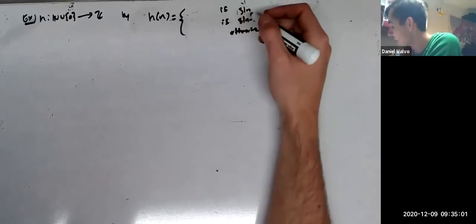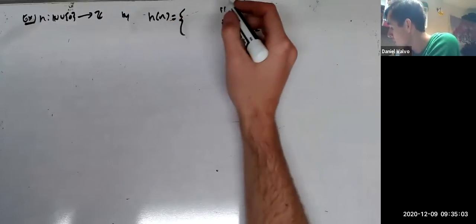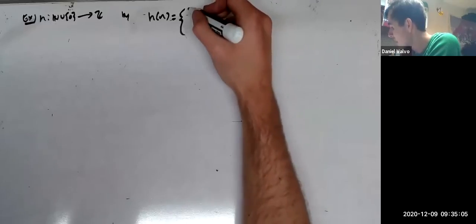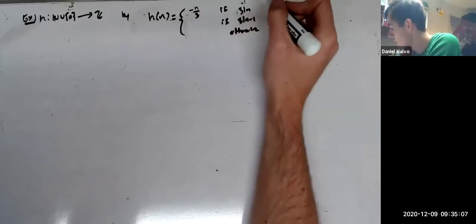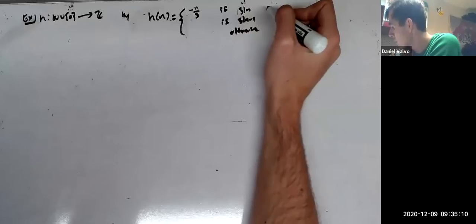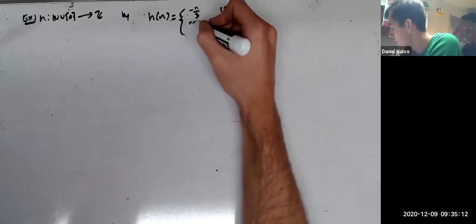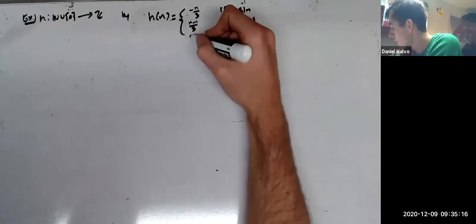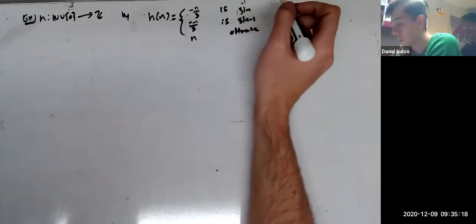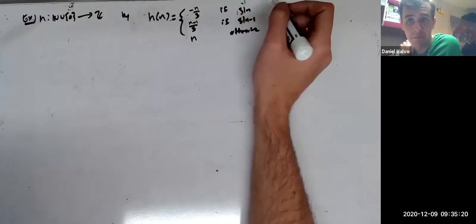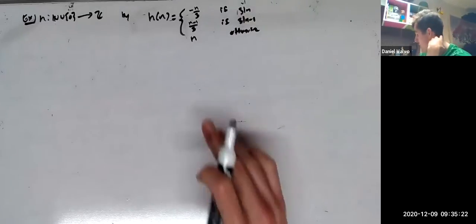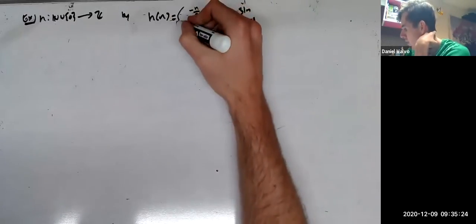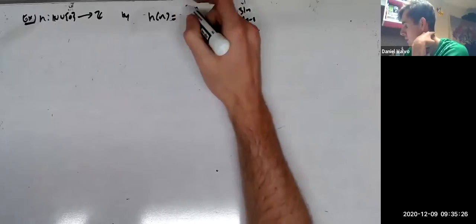If 3 divides n, we want h of n to output negative n over 3. If 3 divides n minus 1, we want h of n to output n minus 1 over 3. And then we want to output n otherwise. Okay, that makes sense to me. These are the piecewise things that our function does.